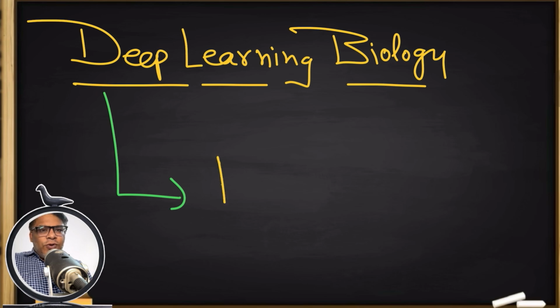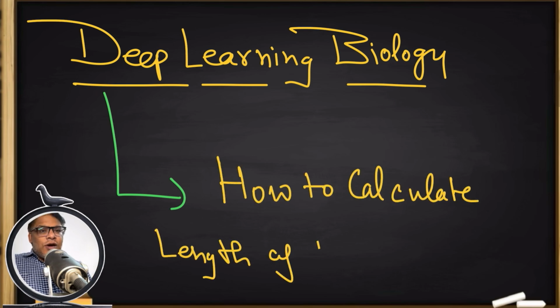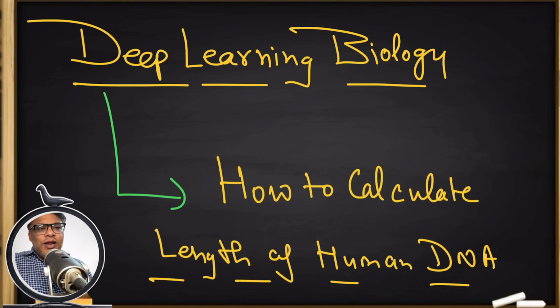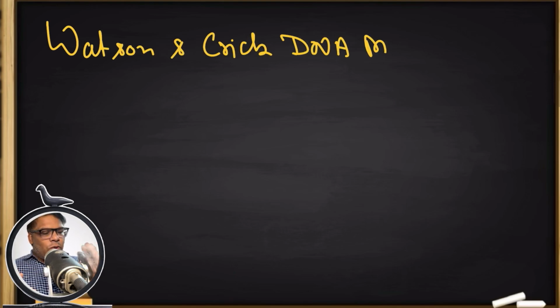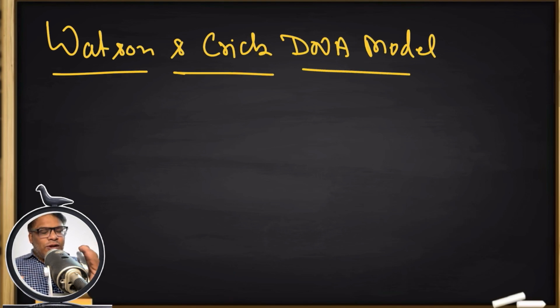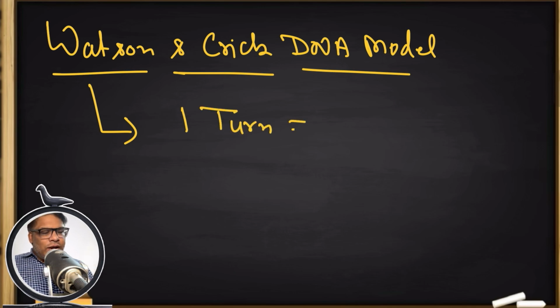Through this video, we are going to learn how to calculate the length of human DNA. Now, you must be knowing about the Watson and Crick DNA model. Try to see here. From the Watson and Crick DNA model, what information are you going to get?